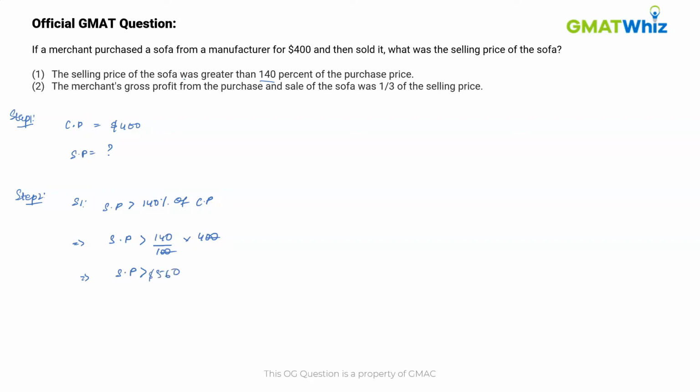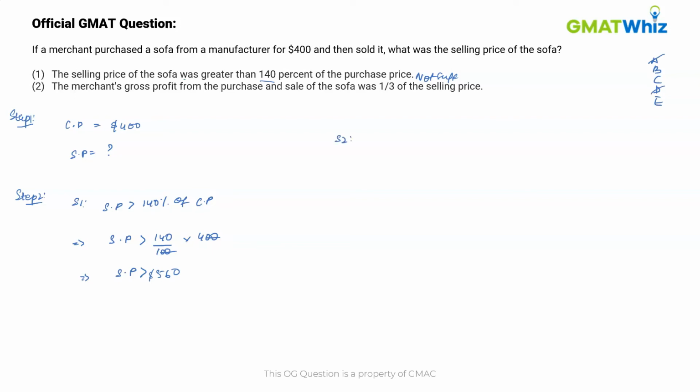Now, the selling price can be any value. It can be 600, 650, 623, 700 and so on. Hence, from statement 1, we do not get a unique value. So, statement 1 is not sufficient. And given the options, we eliminate options A and D. We now check the sufficiency of statement 2.